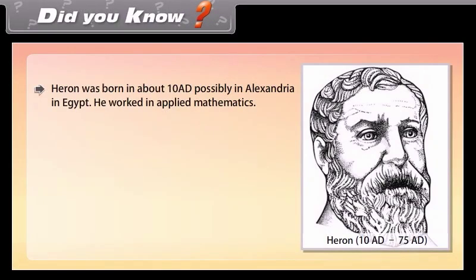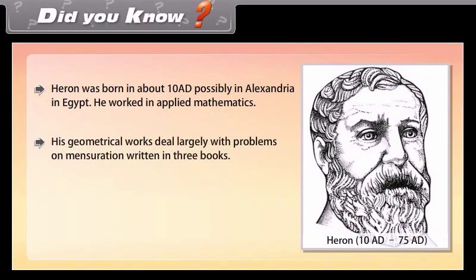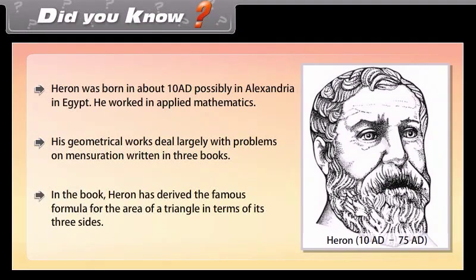Did you know? Heron was born in about 10 AD, possibly in Alexandria in Egypt. He worked in applied mathematics. His geometrical works deal largely with problems on mensuration written in 3 books. In the book, Heron has derived the famous formula for the area of a triangle in terms of its 3 sides.